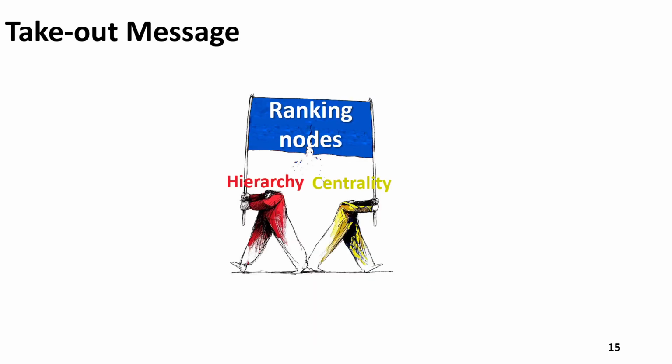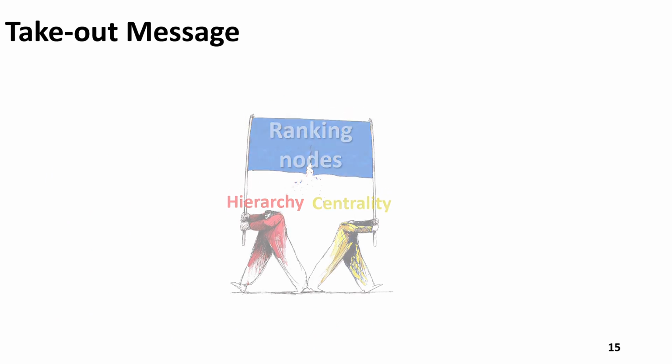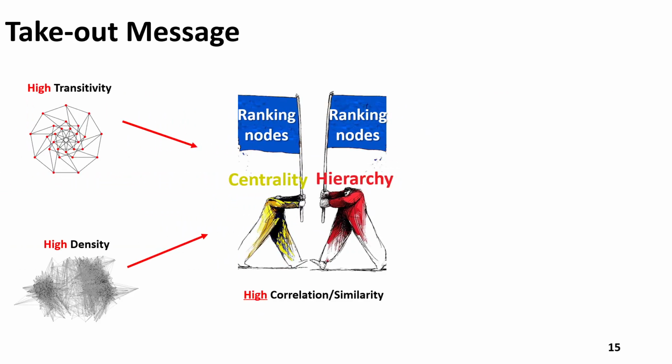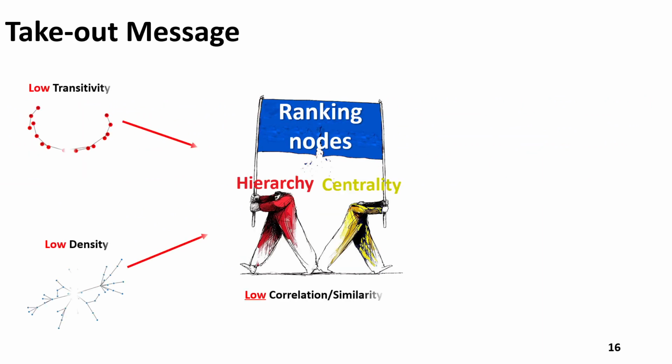So as a takeaway message, we can say that hierarchy and centrality are indeed not the same. However, they do meet at a point when we have high density and high transitivity in a network, which induces high correlation and high similarity among them. This makes us consider substituting one for the other for efficiency purposes. On the other hand, when we have low density and low transitivity, we have low correlation and low similarity between hierarchy and centrality, which makes them both candidates to combine the information of both in order to better assess influential nodes in a network.